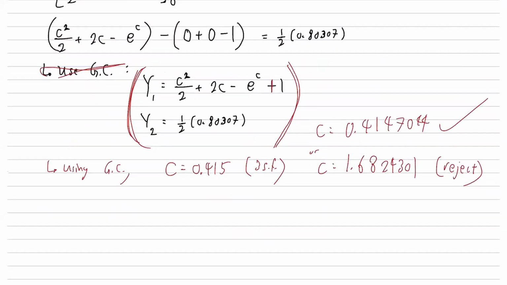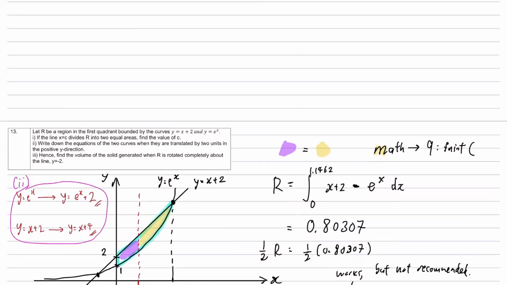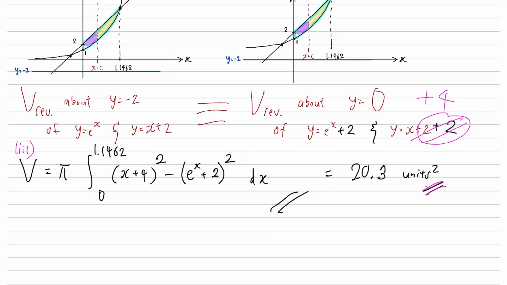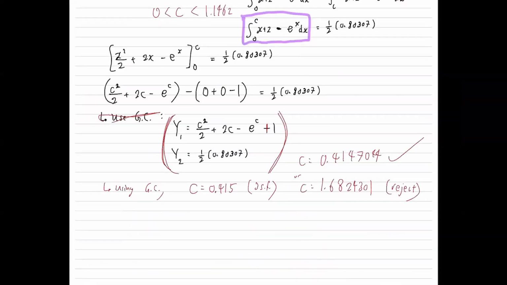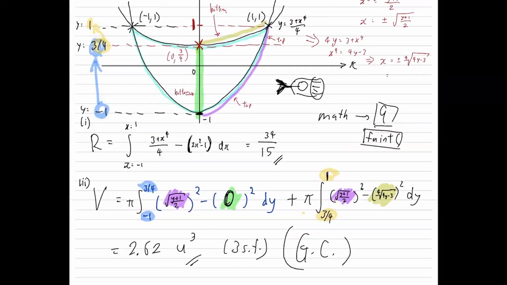That's this question. Volume of revolution done. This one is part 2 over here, and then part 3 is this one over here. The answer is 20.3 for part 3. Okay, moving on. Let's go to the next question. So this is question 13 done. We're going to move on to, let me see.